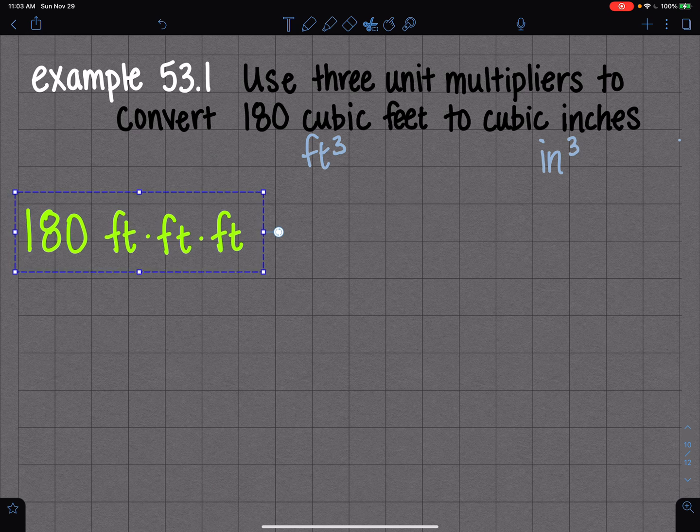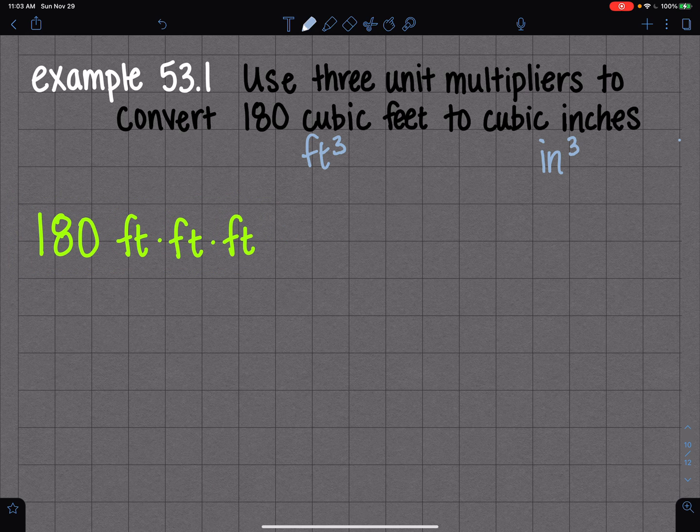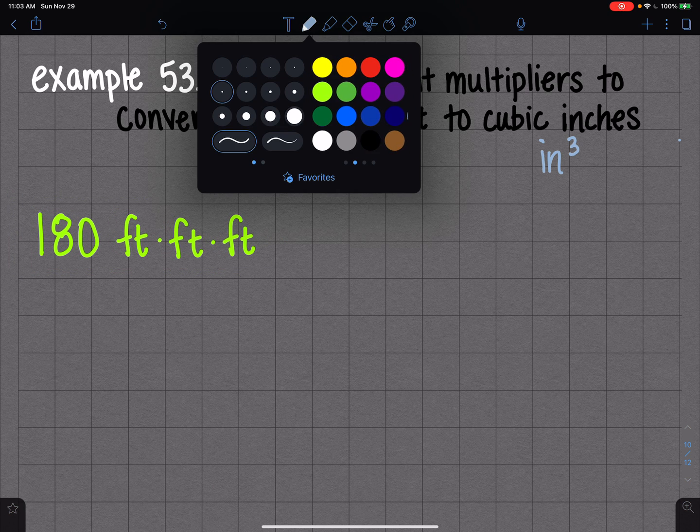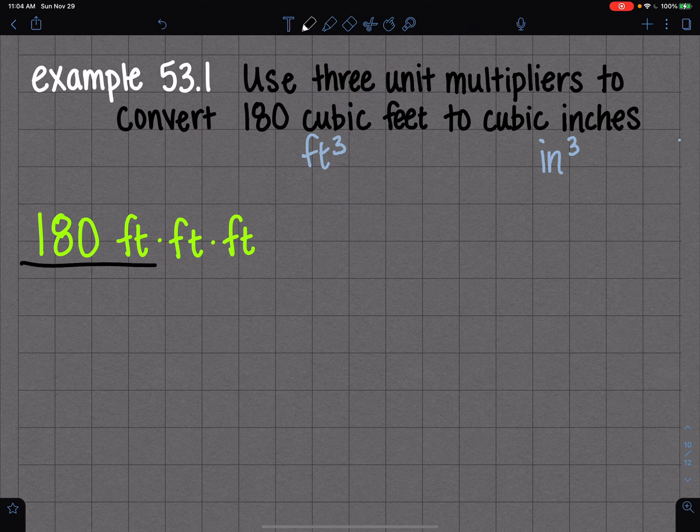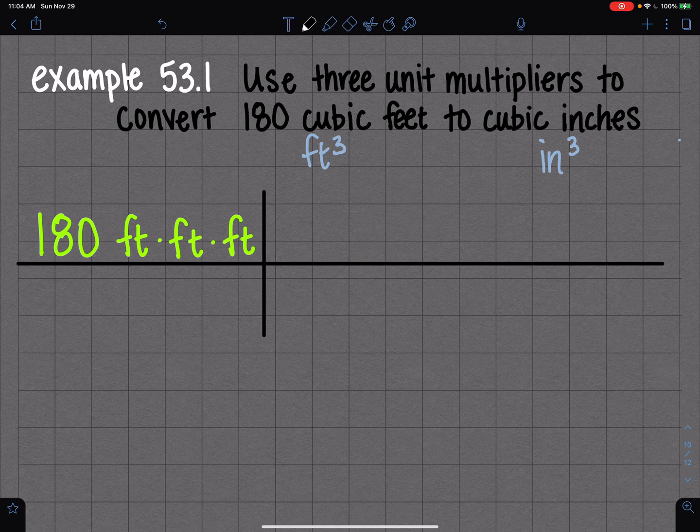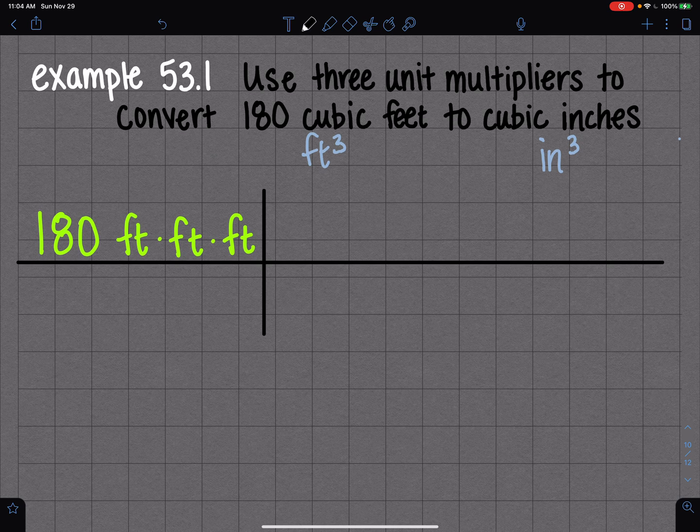We need to convert feet to inches. So what is the unit multiplier that we need to do? I like to do this. I don't know if the book does this, but I like to do it because it makes it easy. So there's going to be 12 inches in 1 foot.